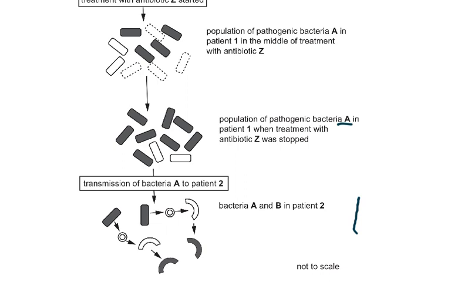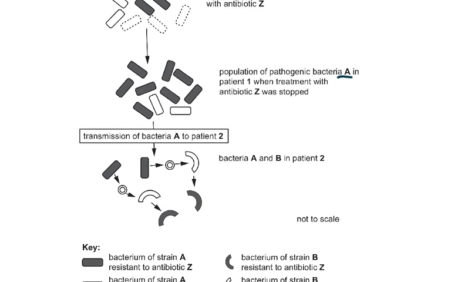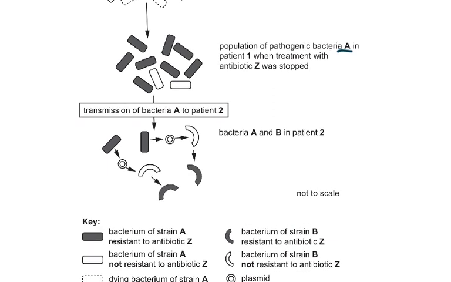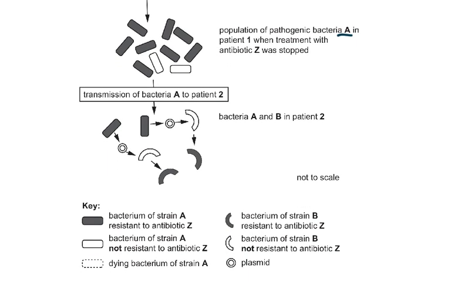So you see, they're showing you something, some very important process. They're saying bacteria of strain A resistant to Z, then bacteria of strain A not resistant to Z, dying bacteria of strain A, bacterium of strain B resistant to Z, bacterium of strain B not resistant to Z, and the plasmid. So you can see how what is happening is that the resistant bacteria are now surviving.